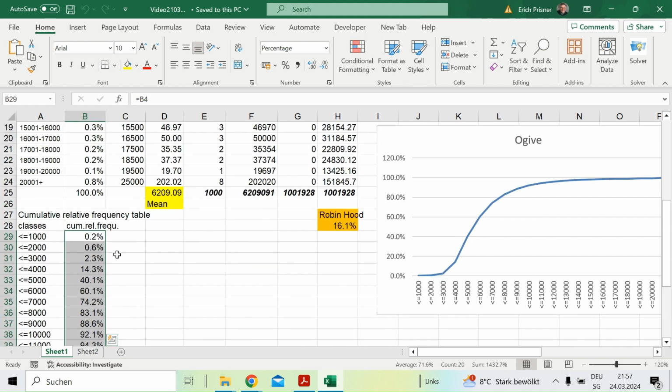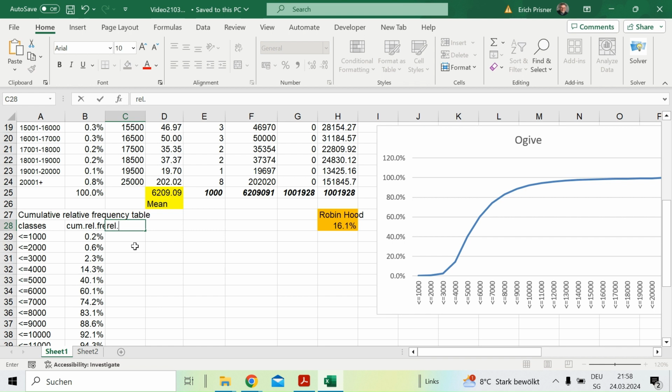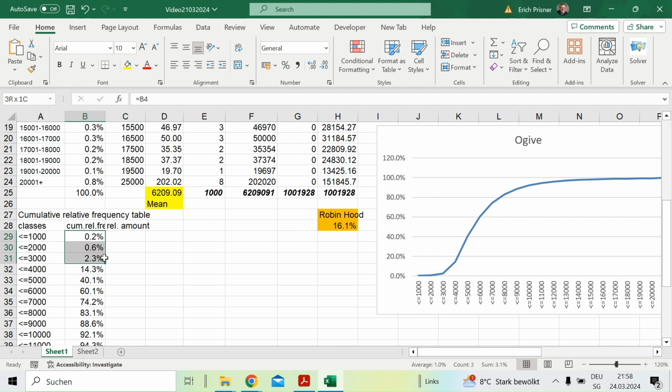So all we need to know in order to be able to draw the Lorenz curve is how much of the whole cake goes to the poorest 0.2%, how much of the whole cake goes to the poorest 0.6%, and so on. So we need some percentages here. We want to put them here, so we call it the relative amount. So the relative amount of the whole cake going to these cumulative classes. And that's what we want to have. And then, of course, these values in these two columns would be the points of the Lorenz curve.